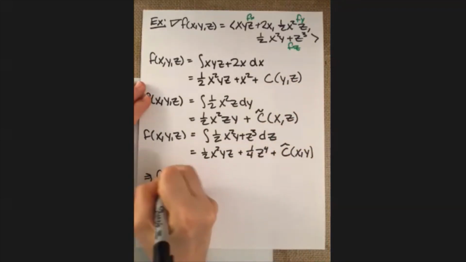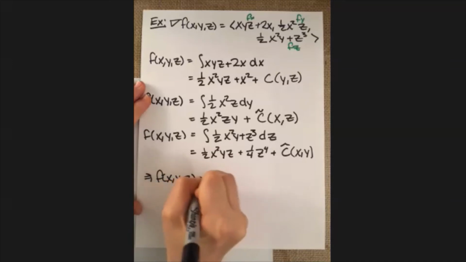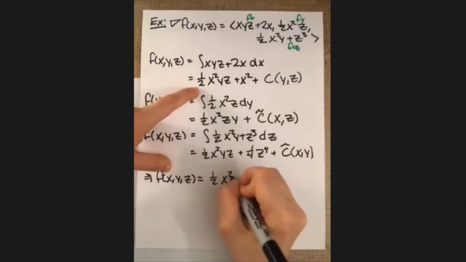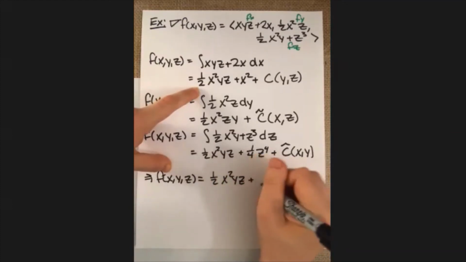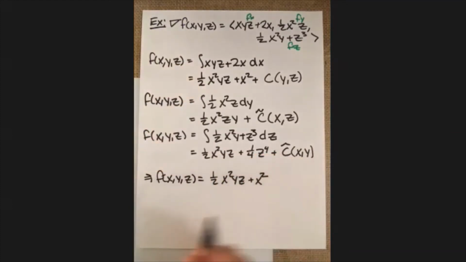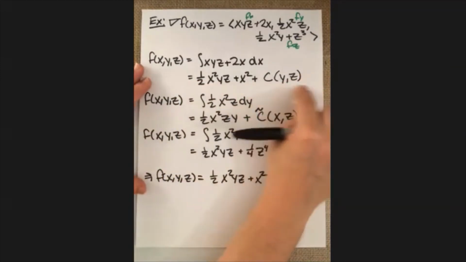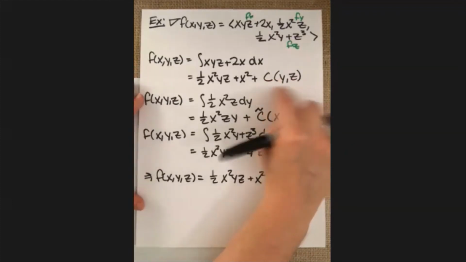So I know from my first part that we have to have 1/2 x squared yz and then plus x squared. Okay, just like so. So that takes care of this one. But we don't know what this unknown function in terms of y and z is. So we're going to turn to our next 2 pieces to try to fill in those missing gaps.